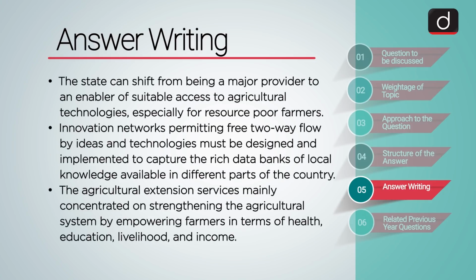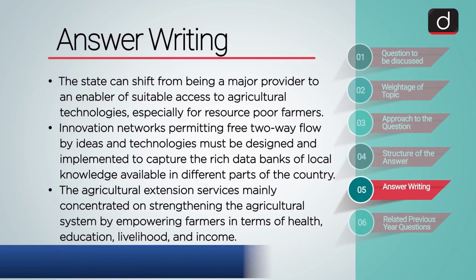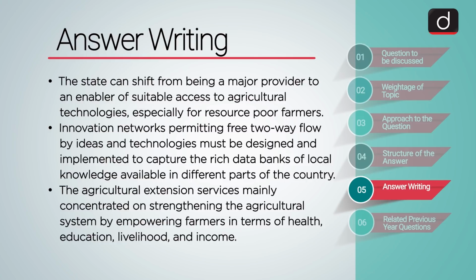The state can shift from being a major provider to an enabler of suitable access to agricultural technologies, especially for resource-poor farmers. Innovation networks permitting free two-way flow of ideas and technologies must be designed and implemented to capture the rich data banks of local knowledge available in different parts of the country.